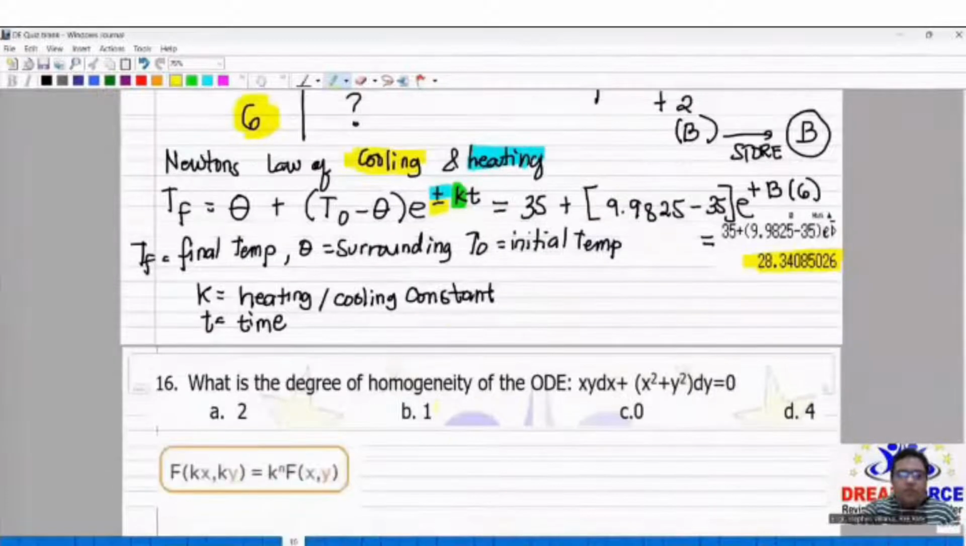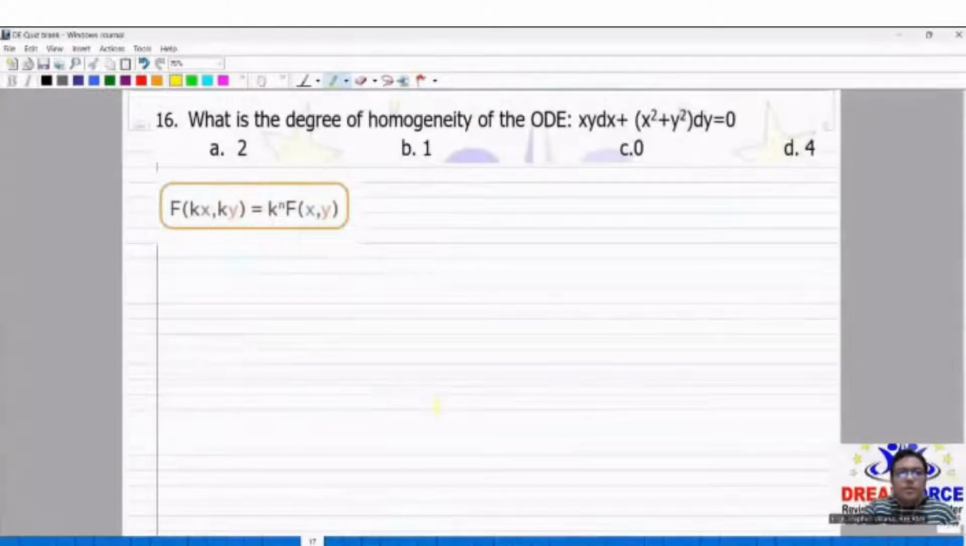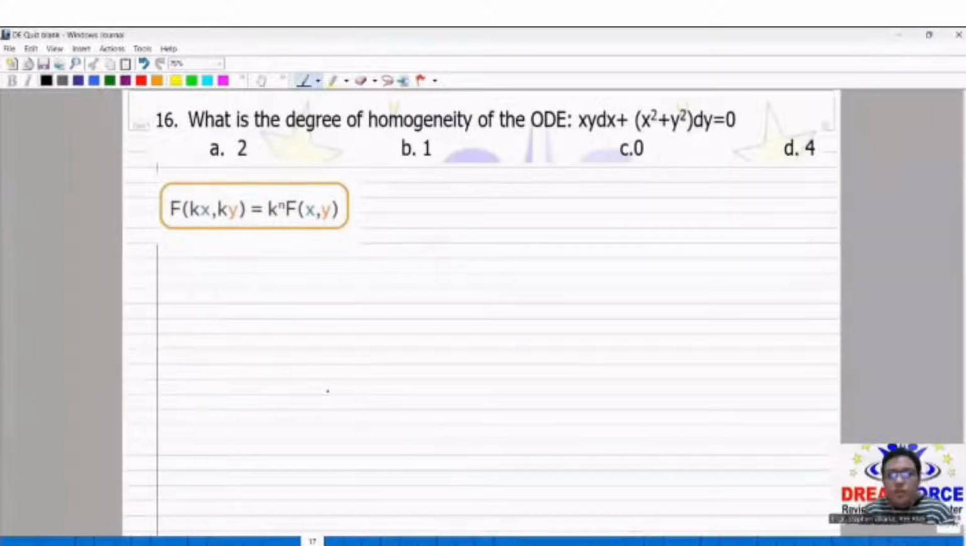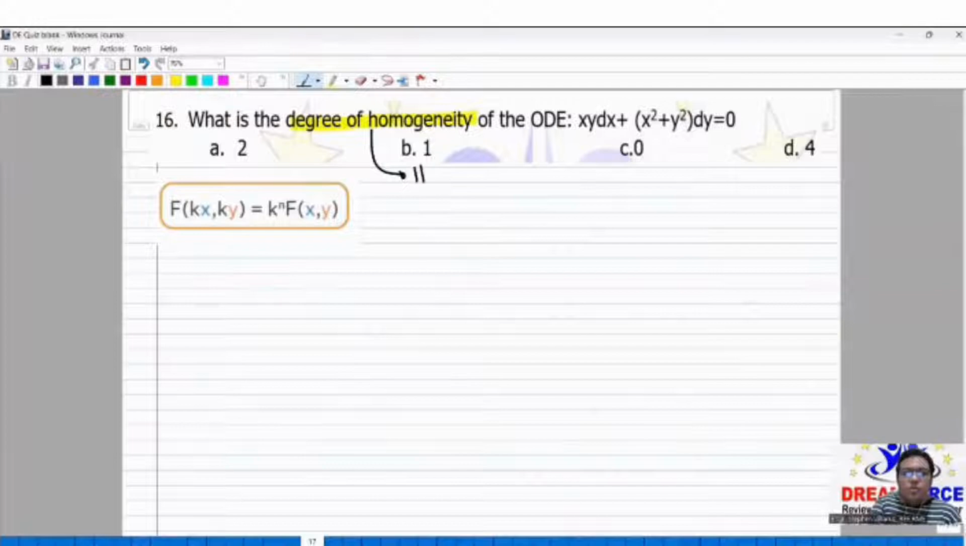Okay, next. Number 16 tayo. What is the degree of homogeneity of your ODE or ordinary differential equation xy dx plus x squared plus y squared multiplied by dy is equal to 0? Para malaman po yung degree of homogeneity natin, this is only for homogeneous equation. Kapag hindi siya homogeneous equation, walang homogeneity yan.